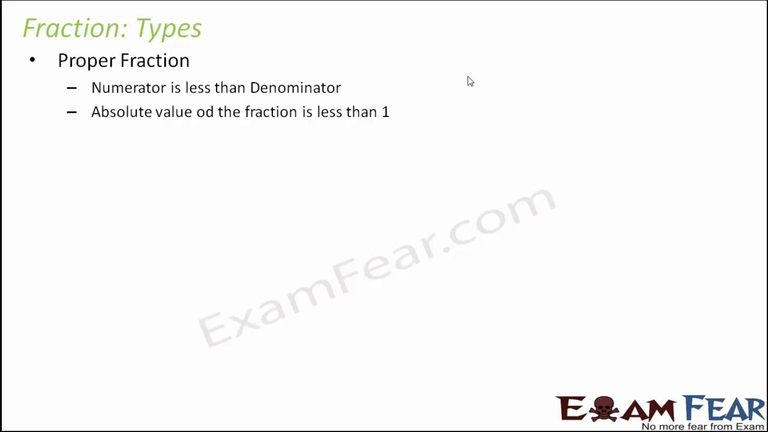So, examples of proper fraction could be 1 by 9. It could be minus 3 by 6, it could be 1 by 200. So these are all examples of proper fractions, because you see the numerator is smaller than the denominator. And it has also been observed that the absolute value of the fraction is less than 1. When I say that, I mean for proper fractions.